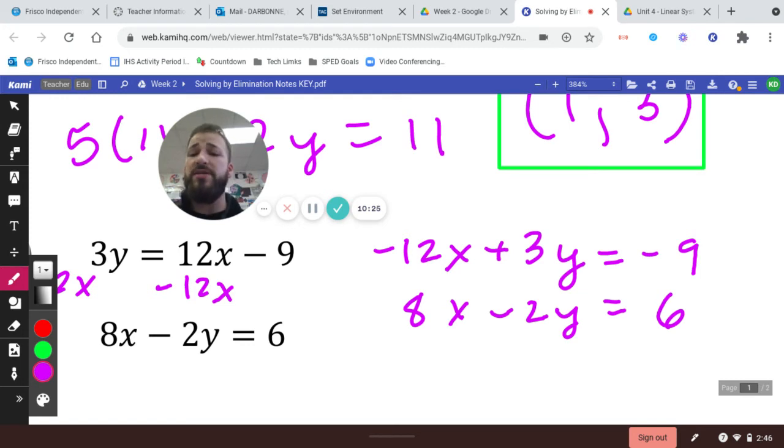So between 3 and 2, their least common multiple, or the smallest number they both multiply to, is 6. So I want to make both 3y and negative 2y into 6s.